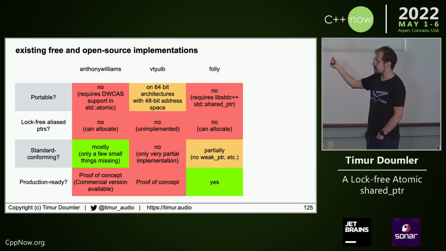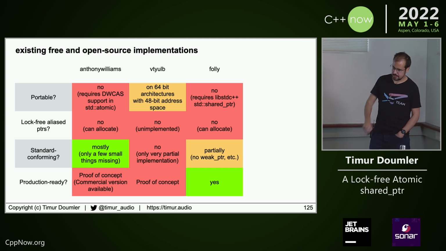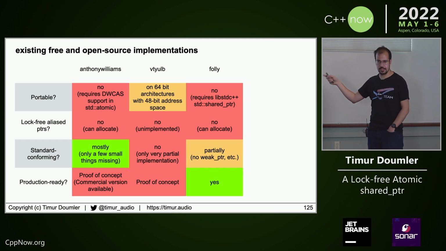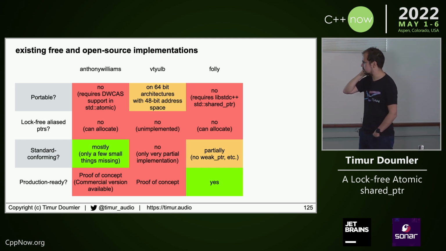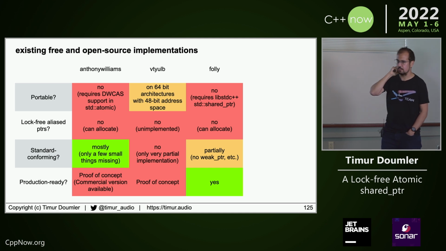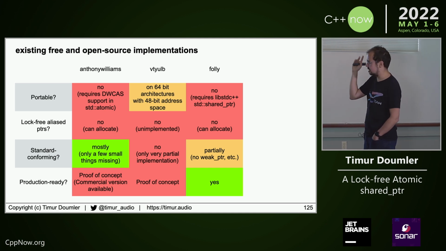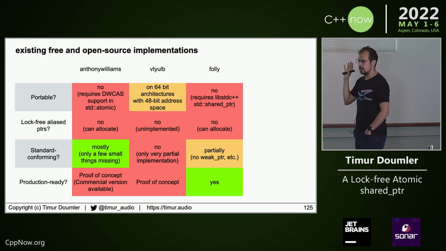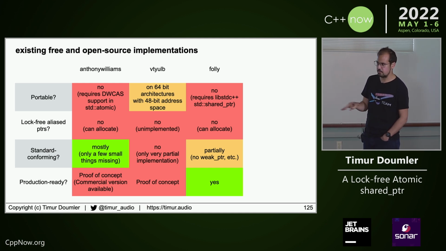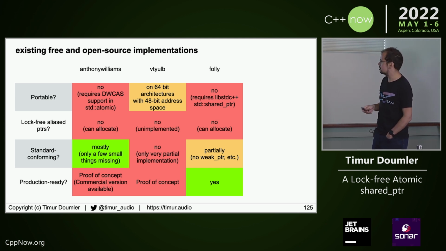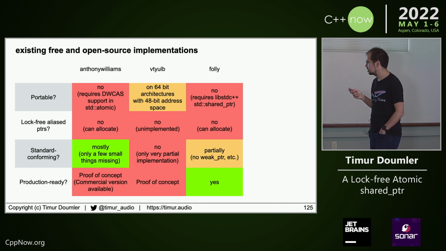None of them are lock-free in the case of alias pointers. Anthony Williams's is the only one that's mostly standard conforming, implementing almost the whole interface of std atomic shared pointer. Vladislav's is very, very incomplete. There's a lot of stuff missing there. There is no exchange, a bunch of the constructors are missing, and the whole alias pointer stuff just doesn't work at all. Folly's is a bit more complete, but they don't have a weak pointer, for example.